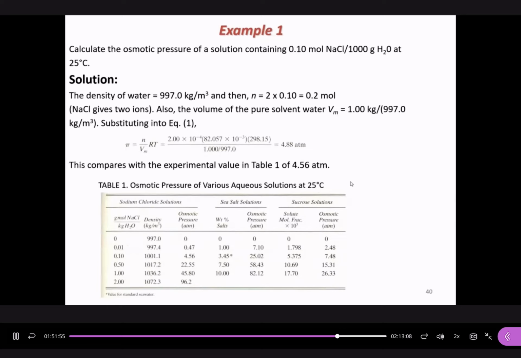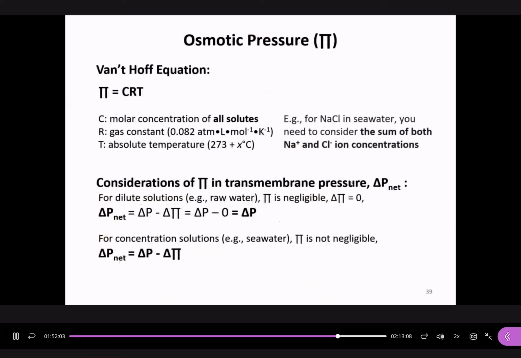Did you get a number close to 25? What is the number you get? Huh? How much you get?